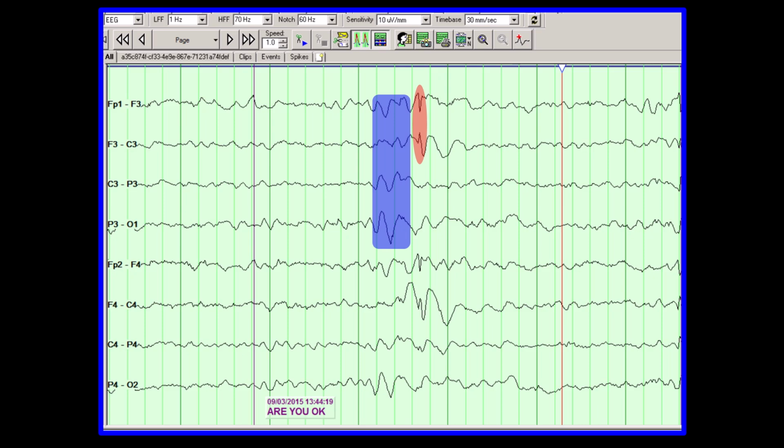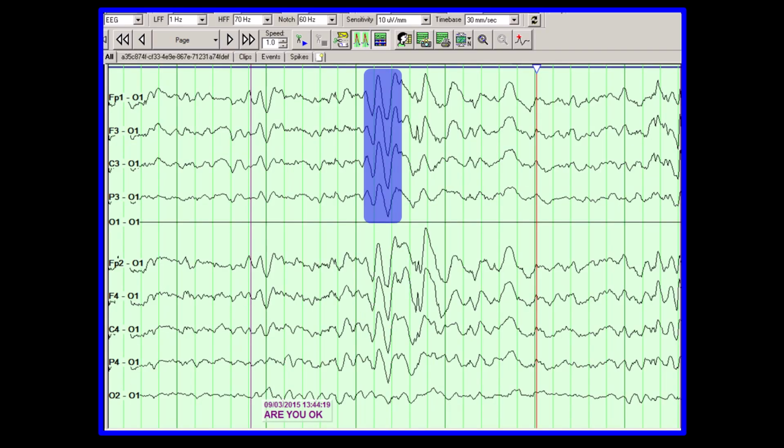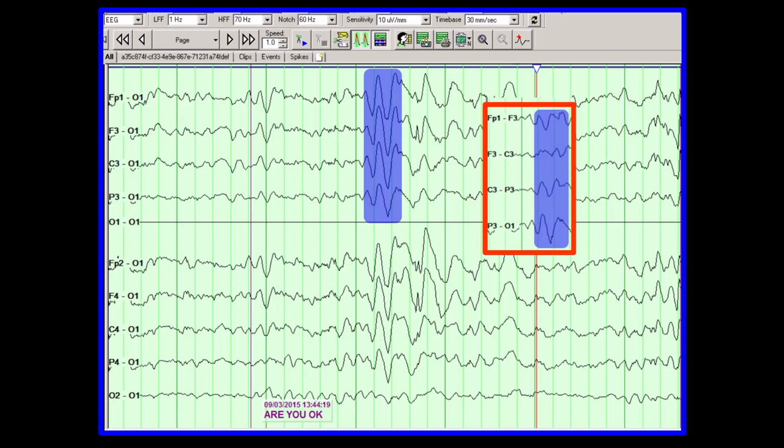The activity before the spike has a wider distribution. It is present from FP1 all the way to O1. Changing to a common electrode reference montage emphasizes the widely distributed activity just mentioned. Notice that the amplitude of the wave generated from P3 to O1 is about the same. This activity is now better seen from C3, F3, and FP1 because of the longer distance.